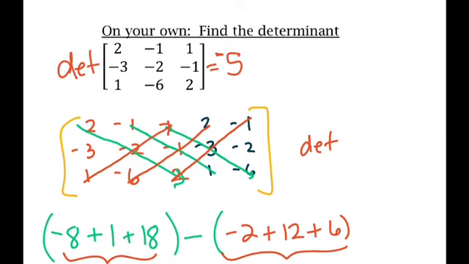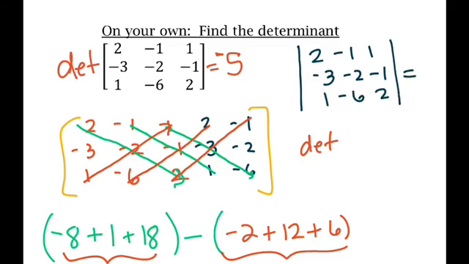Another way that you can write that is with straight up and down lines, kind of like absolute value. One way that it's sometimes written is like this. So when you have those straight lines, it means determinant equals negative 5.